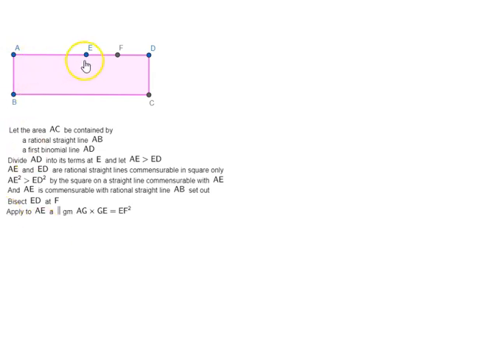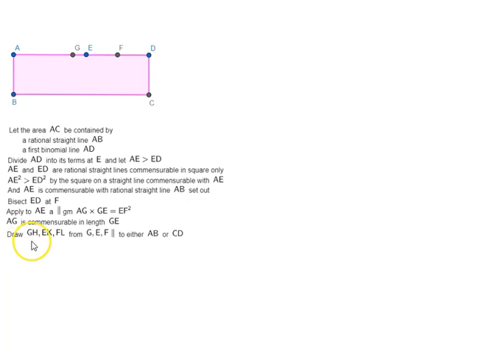Apply to AE a parallelogram AG by GE equal to EF square, or we can say the square on EF. We have to find a point G such that AG times GE, which is nothing but the rectangle on AE, the area of that rectangle is going to be equal to the square on EF. That means AG is commensurable in length with GE.